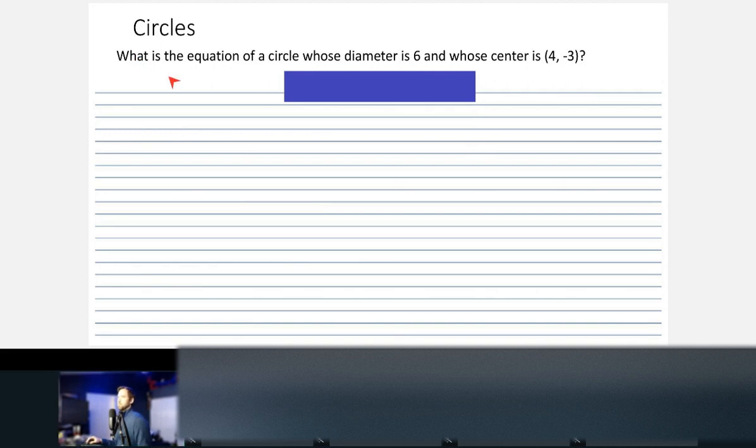Okay. What is the equation of a circle whose diameter is 6 and whose center is 4, -3? Try to quickly do this problem. But what should we do first? What's a good way to approach this problem?